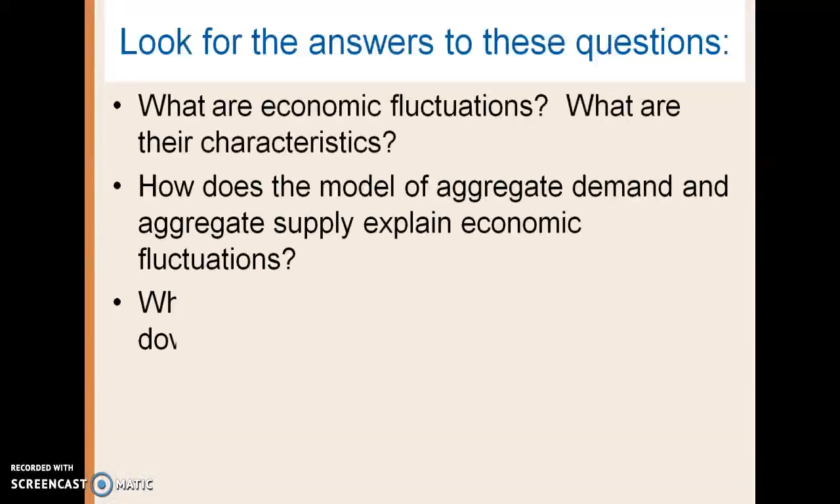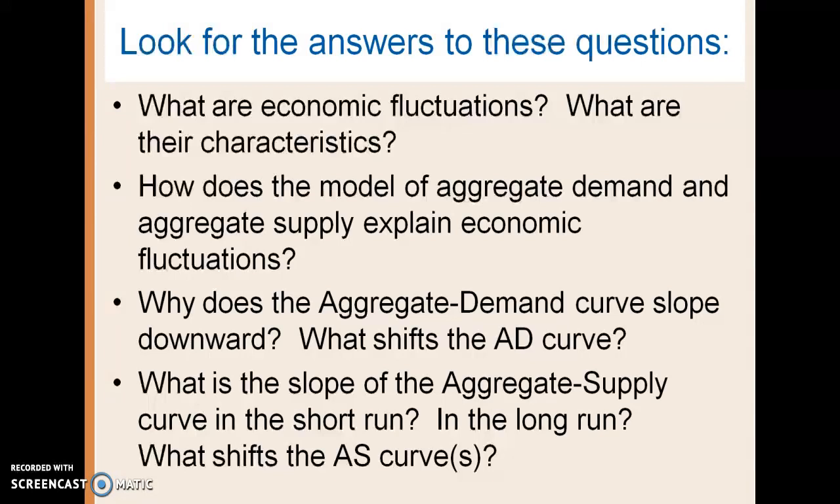Let's go through some of the things we want to explain in this chapter. We want to look at economic fluctuations, meaning that the economy has its ups and has its downs. It's like a wavy ocean. What are certain characteristics of a recession? Then we're going to use this model of aggregate demand and aggregate supply to explain recessions and these short-run fluctuations. We're going to look at why the aggregate demand and aggregate supply curves look the way they do, why they have certain slopes, upward sloping, downward sloping curves.